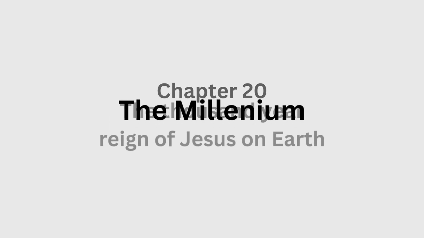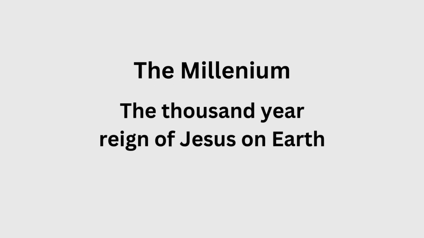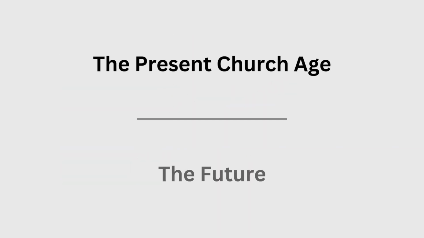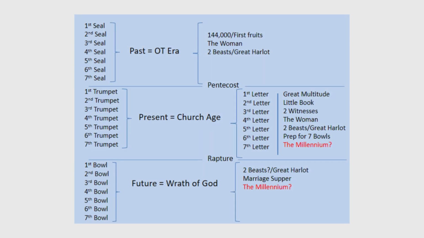In chapter 20, the millennium occurs, which is the 1,000-year reign of Jesus on earth. The past is eliminated because we are dealing with Jesus. This leaves us with the present church age in the future. So, I have placed it in both places with a question mark.